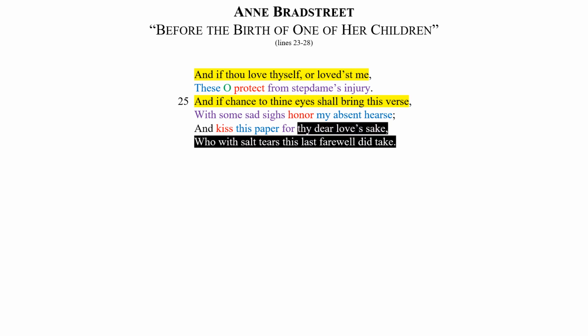And my sake, who was I? I was the one who did take this last farewell with salt tears. Thy dear love did this. And so Bradstreet is embedding in this final couplet the situation of her composing it. Does it mean she literally was weeping while she wrote it? Not necessarily. It could be. It might be a possibility, but certainly her disposition was that of sorrow.